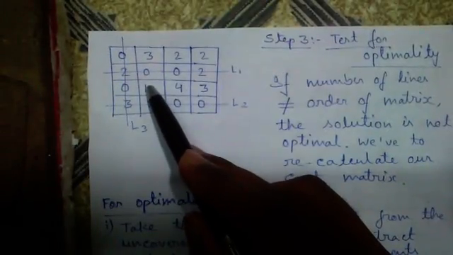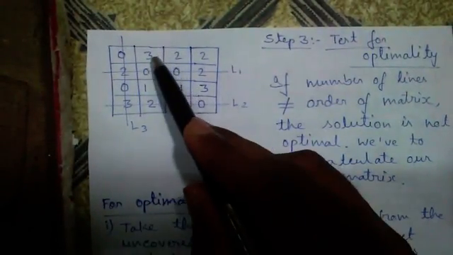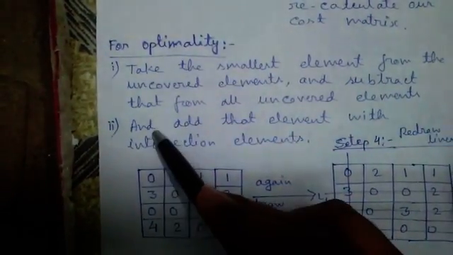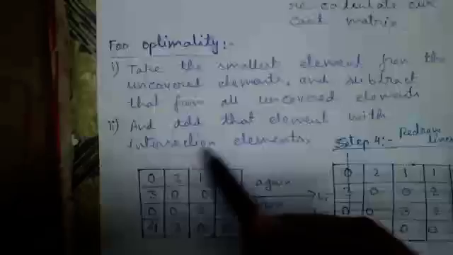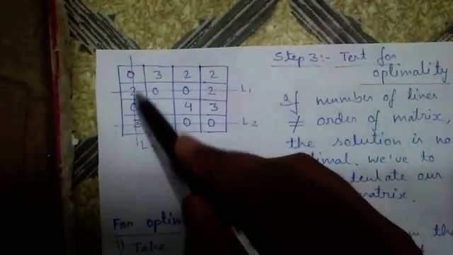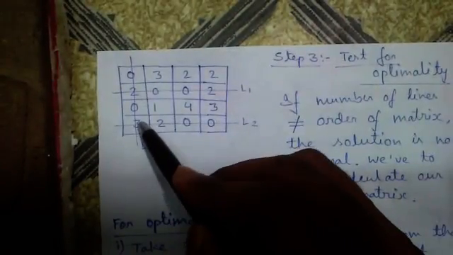So the smallest number among the uncovered elements is 1. So we will subtract 1 from each of the uncovered elements. And the next, second rule, is that we add that element to the intersection elements. These are intersection elements. 2 lines intersect at this position. 2 intersection elements are there.